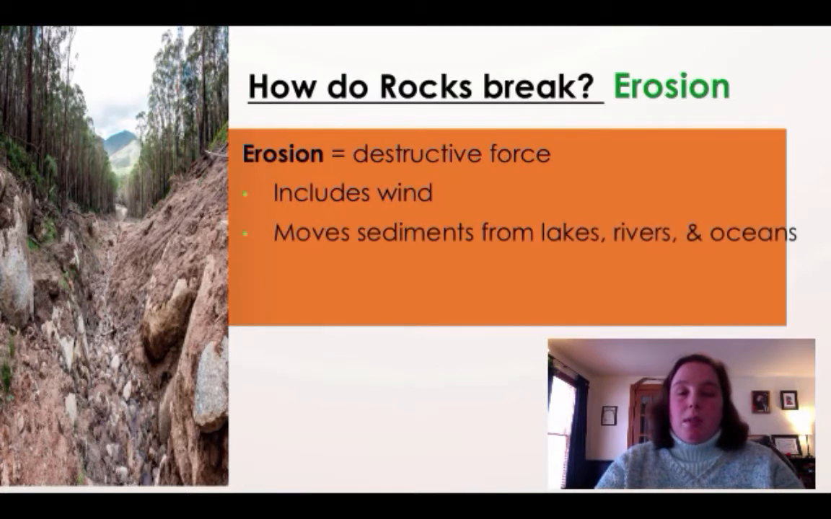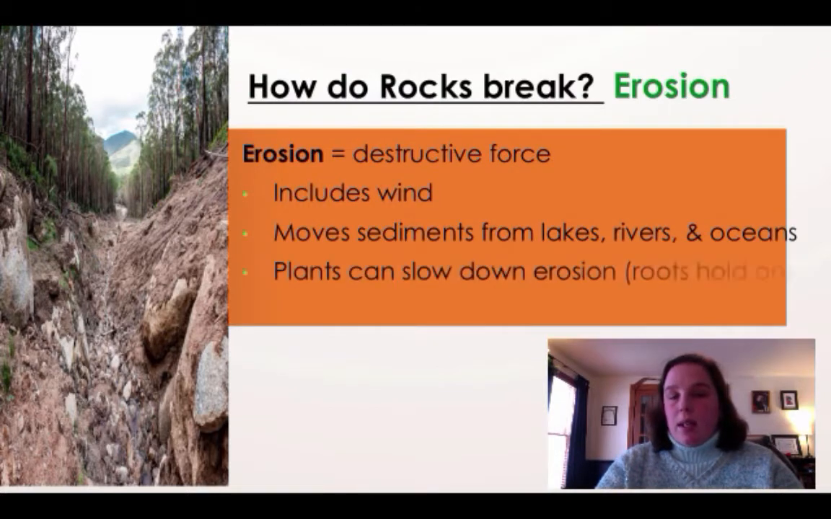So let's talk about erosion. Erosion is definitely a destructive force. It can include wind as well as water. And I'm showing you a big valley here that was formed from water. And it moves sediments from lakes and rivers to oceans. And if you have plants, they can actually slow down erosion because their roots will actually hold on to the soil.